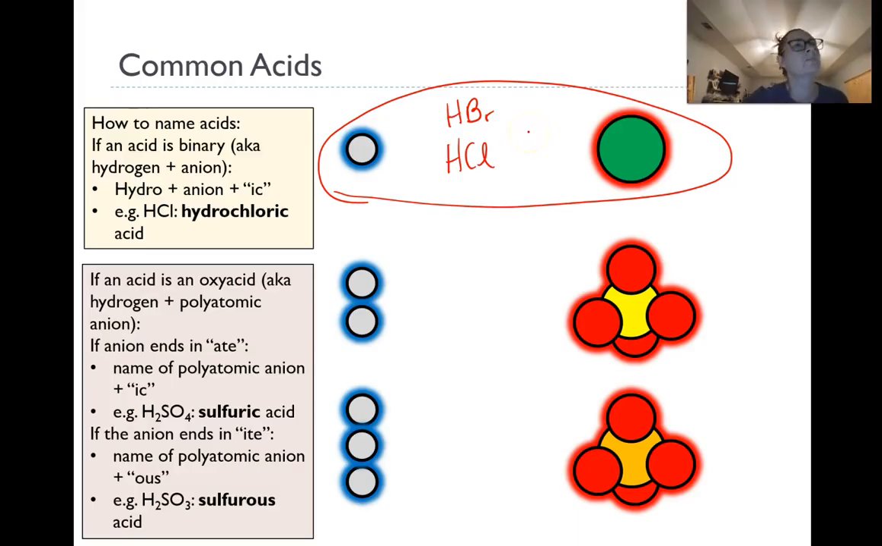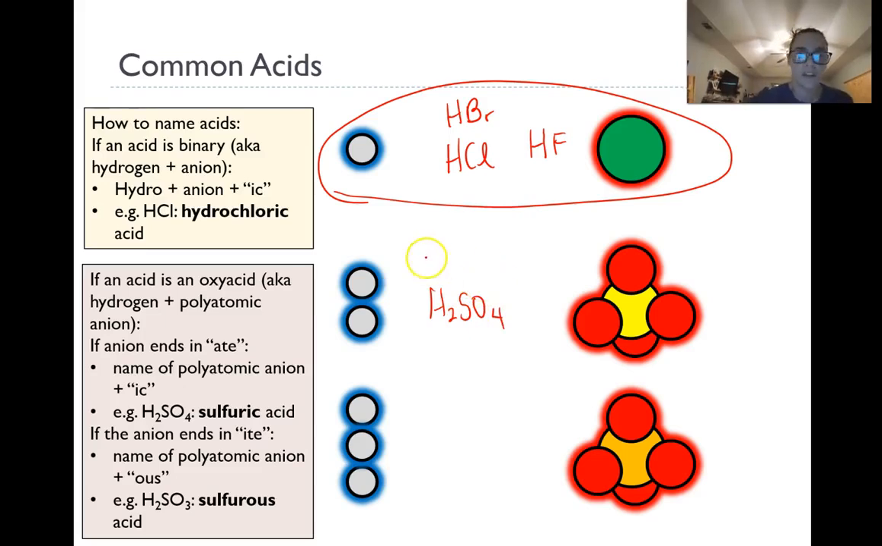Or what's another one? Oh, of course, HF, hydrofluoric acid. But what if you have more complicated acids, like an oxyacid? An oxyacid is basically anything that has hydrogen and a polyatomic anion with oxygen in it. So anything with sulfate, carbonate, or nitrate, anything that has more than two elements and an oxygen in it, that would be an oxyacid. There are two different ways to name these. So this one would be H2SO4. And I know that it is an oxyacid because I have more than two elements, and I know that this anion has an oxygen in it.